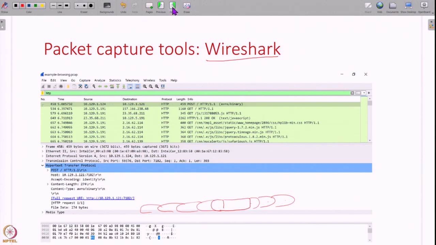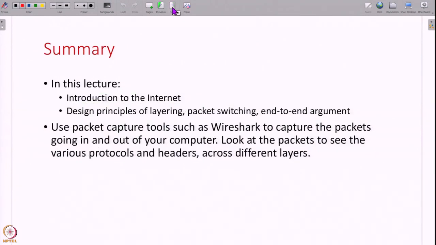So this is a summary of what we have seen in this lecture today. We have seen how the internet works, and we have studied principles like layering, packet switching, and the end-to-end argument. With this lecture I hope you have a rough idea of what happens when you access any internet service over the network. To help you understand these concepts better, please install a tool like Wireshark, which is very easy to install and very easy to use, and capture some packets.